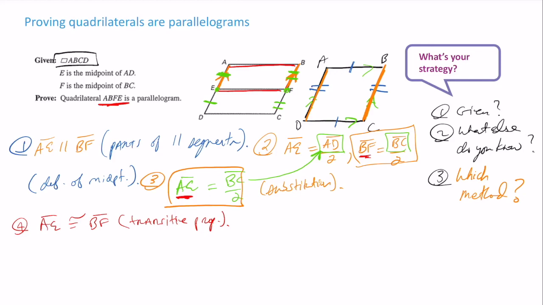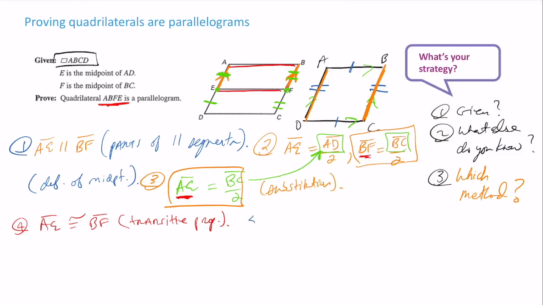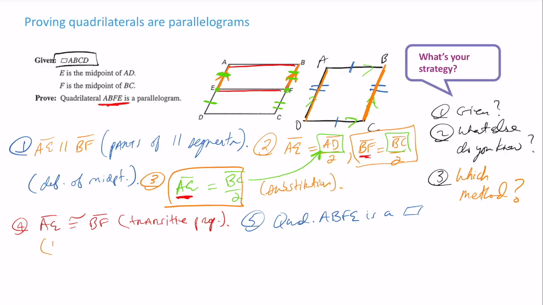So there's nothing left for us to do, right? We checked all the boxes. So all we have to do is just finish our statement, right? We know that quadrilateral ABFE is, and I'll use my little symbol, a parallelogram. And the reason is because AE and BF are congruent and parallel. And that is it.